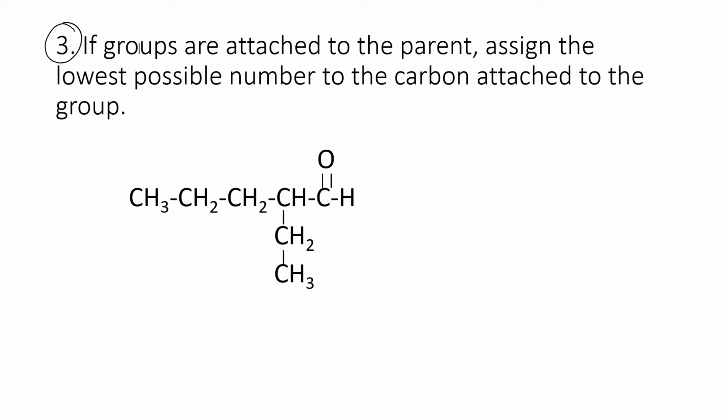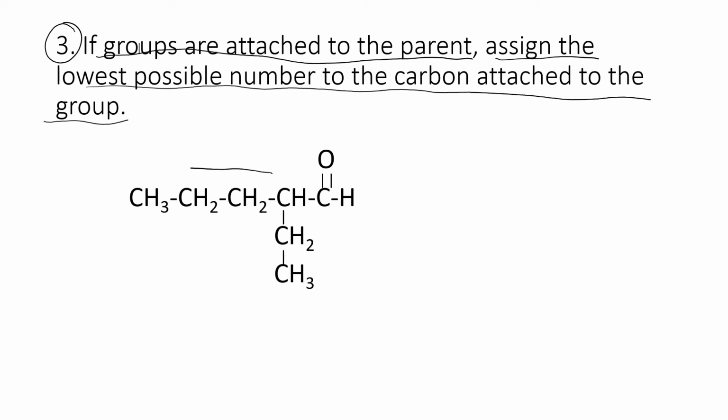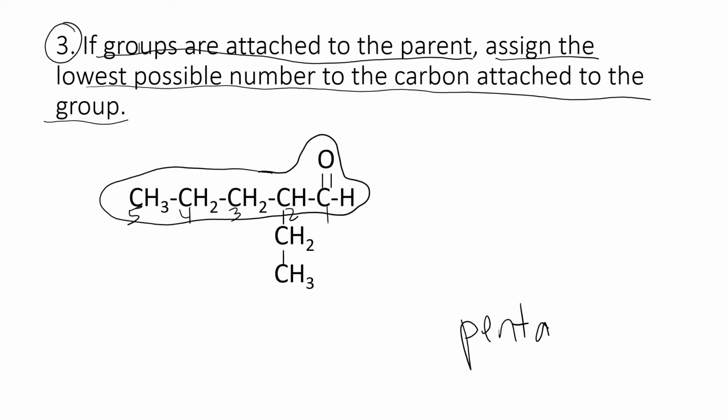Rule number 3 states, if groups are attached to the parent, assign the lowest possible number to the carbon attached to that group. So first thing is we want to name the parent. Our longest chain of carbons that's attached to our functional group, the aldehyde, is a total of 1, 2, 3, 4, 5. So the name of the parent is pentanal.